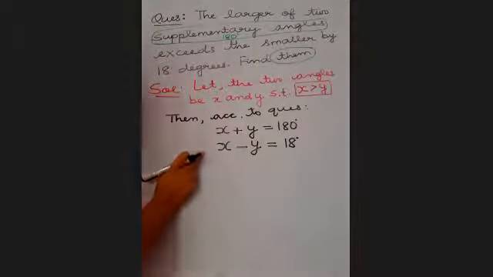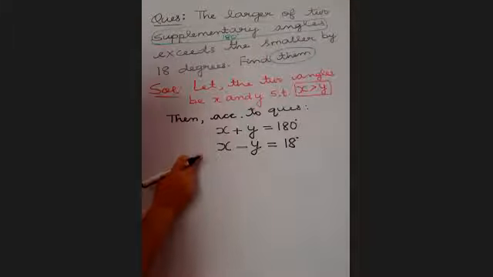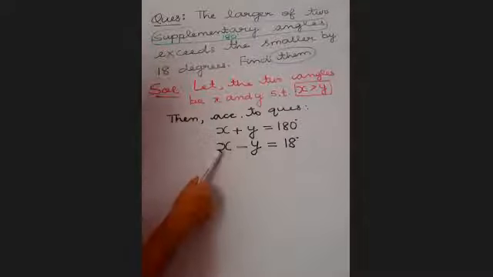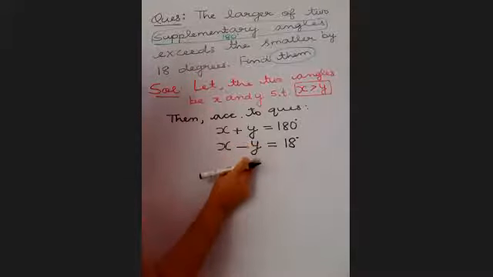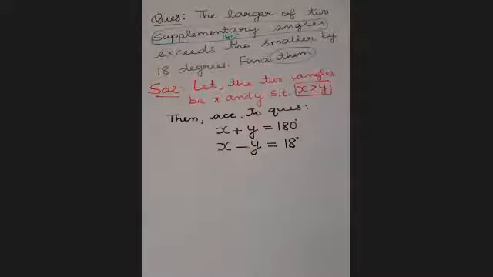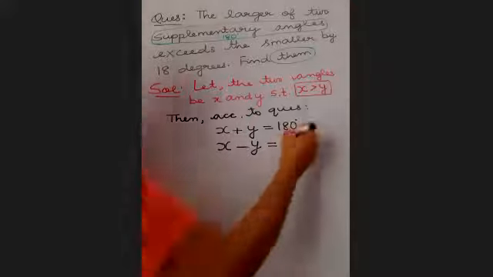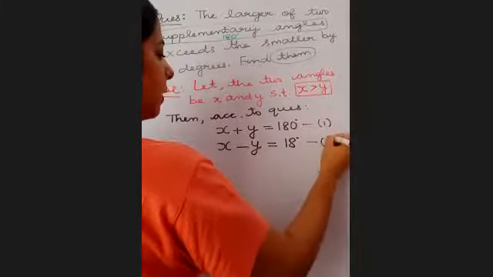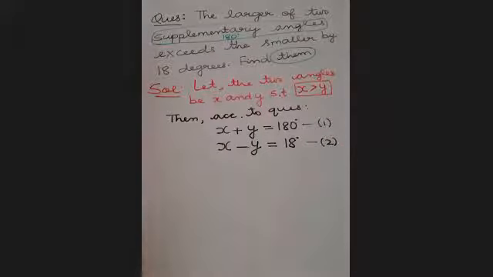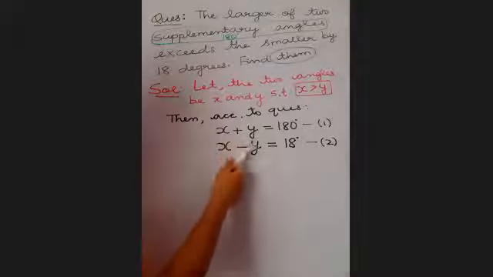Are you clear with the second equation, children? Yes, ma'am. Because the bigger one is exceeding the smaller by 18, if you subtract the smaller from the bigger, you should get 18. So these are the two equations to be solved. We can easily solve them by elimination. Okay, add them.